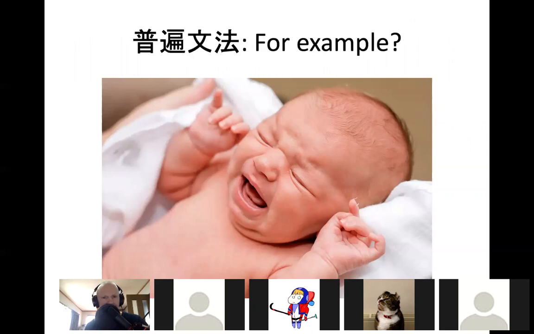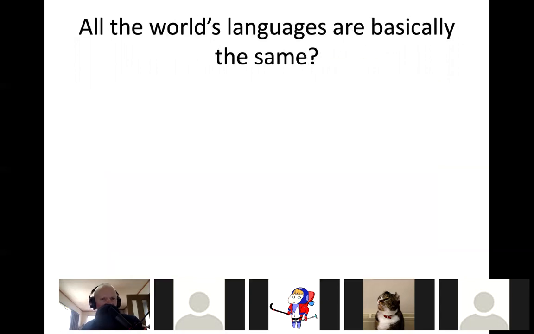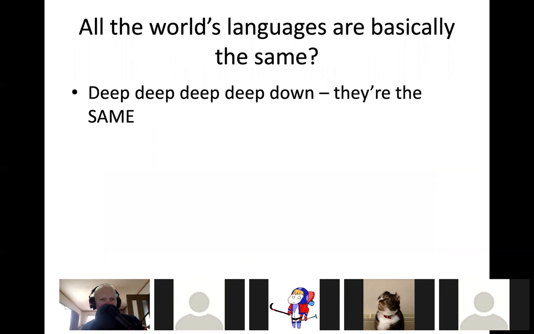So what would that be, for example? What kind of thing would that be? And then you're thinking, what kind of rules would those be, if you're saying all the world's languages are basically the same? Think about it. Deep, deep down, they're the same. Yeah, so Japanese and English, obviously not the same, but deep down, they are.